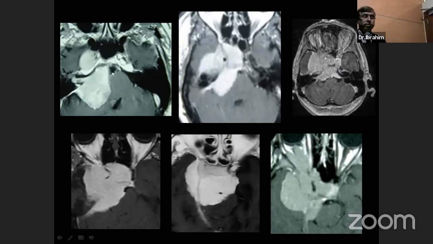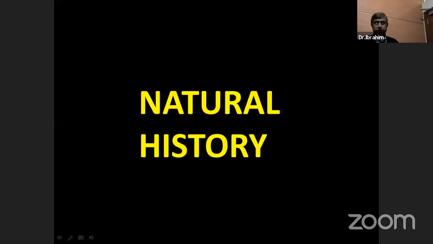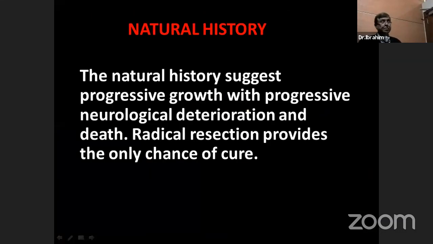Sometimes they are lost for definition. What would you call this? Petroclival or clivus or cavernous or whatever. So this is the image that people should have in mind. This is a petroclival meningioma found in a cadaver. And this is the relationship with the brainstem and with the nerves. So you have put something in front of everything. Look at this relationship of these meningiomas with the structures that we mentioned. What's the natural history of these meningiomas?